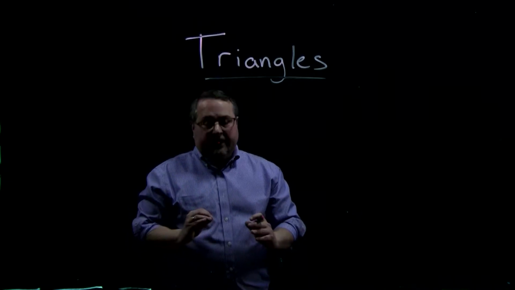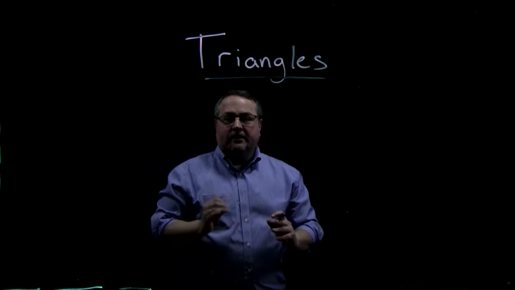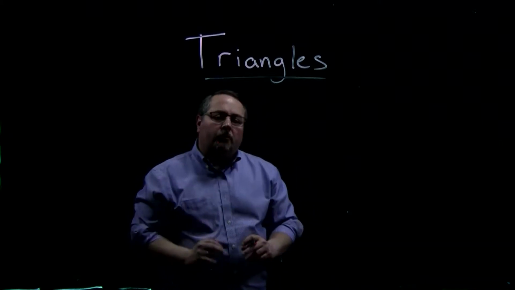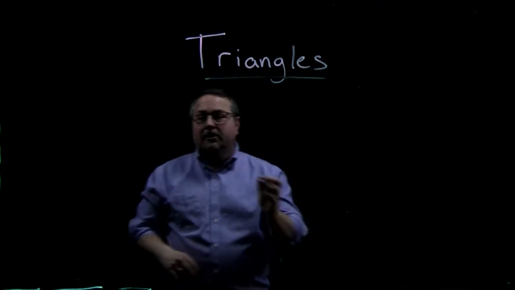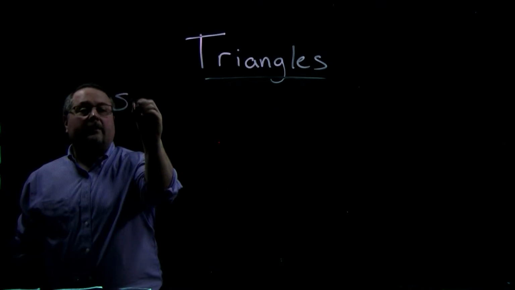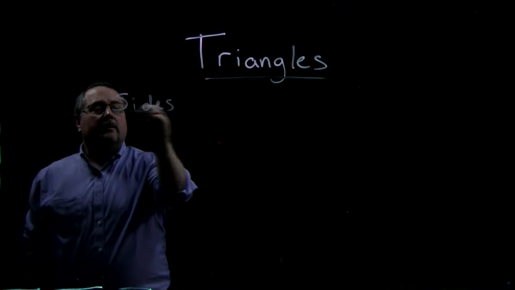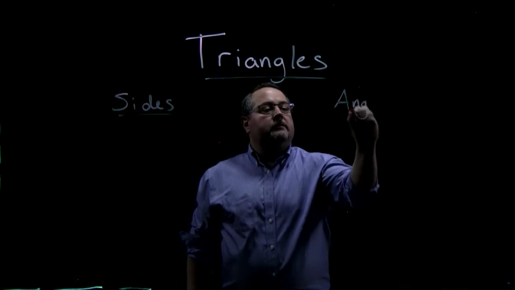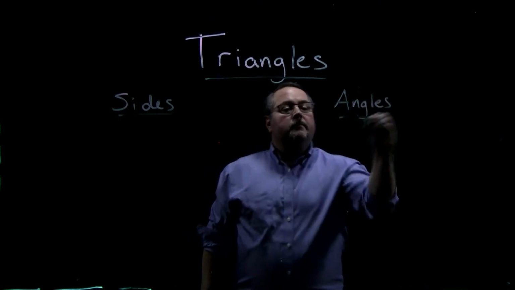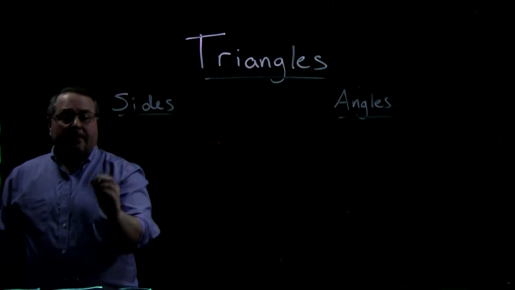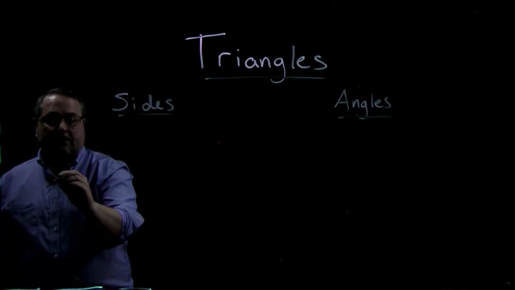Now, the first thing we need to know when we're looking at triangles is how to classify a triangle. It turns out that there are two different ways to classify a triangle, depending on whether you want to look at how the sides compare to each other or how the angles compare to each other. Okay, so if we're classifying a triangle using lengths of sides, there are three different classifications.